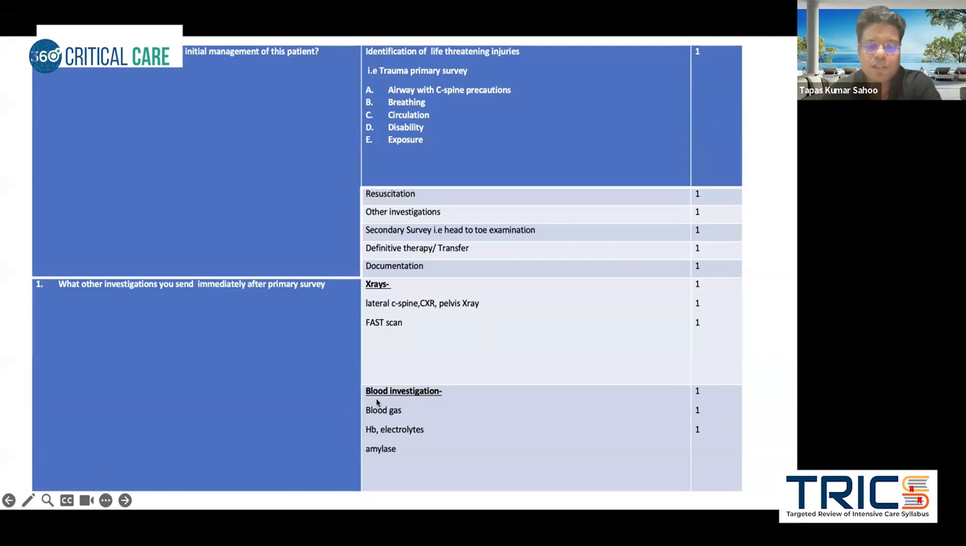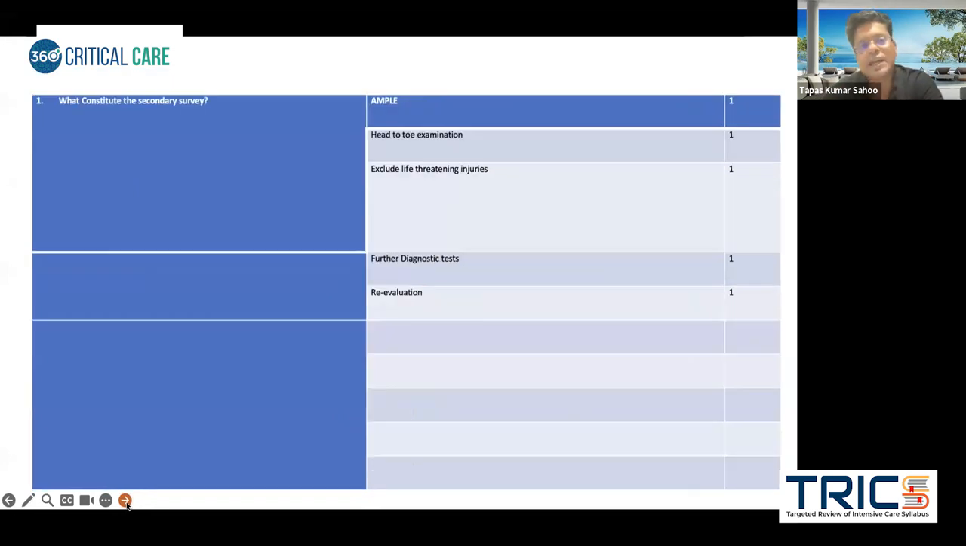And then the blood investigations, apart from the x-rays: at this point of time we need blood gas, like ABG, hemoglobin, electrolytes, and amylase, if there is any hollow organ or solid organ injury in this condition right now. So this would be questions 1 and 2. And then, what constitutes the secondary survey? We all know from the ATLS guidelines, a head-to-toe examination, and you have to exclude life-threatening injuries at this point of time.